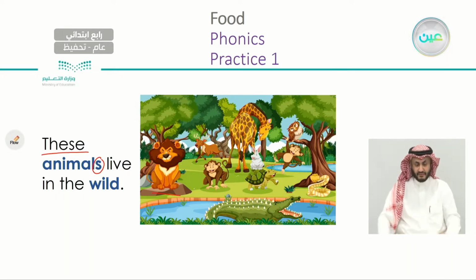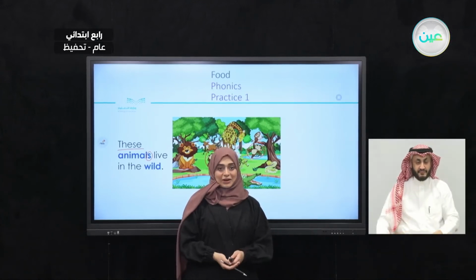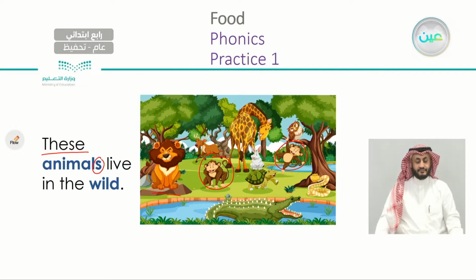What other animals do you see? Yes, we see monkeys. How many monkeys do you see? I see 1, 2 monkeys. Are they jumping on the bed? No, they are living in the wild. Do you see another animal that you know? It's colored white. Yes, we see a rabbit.